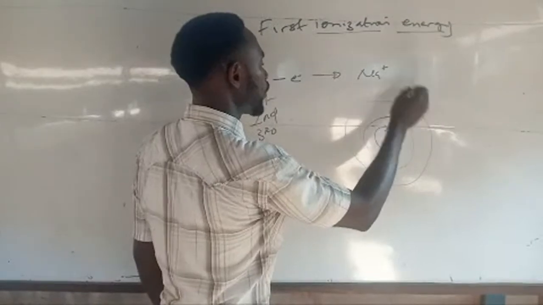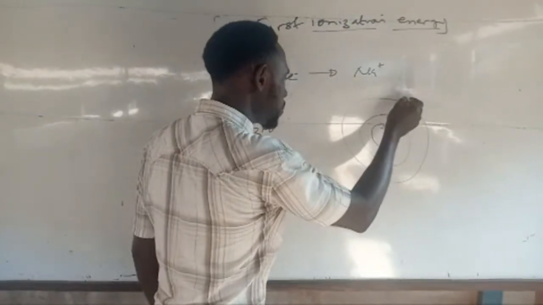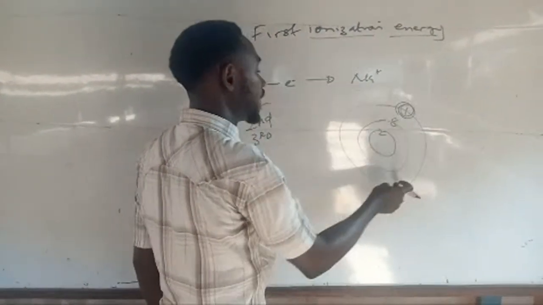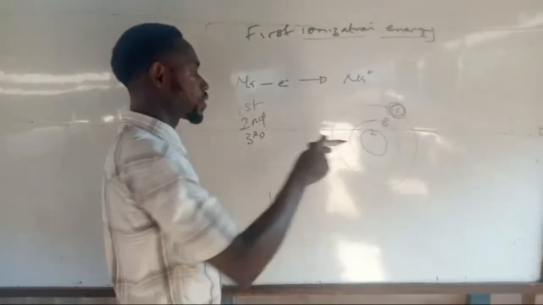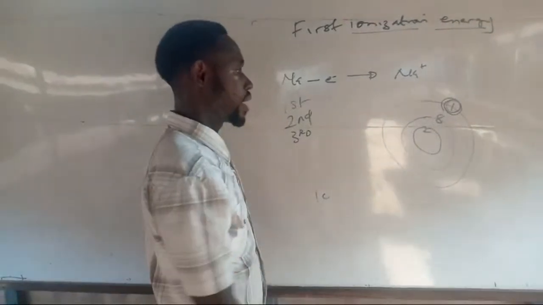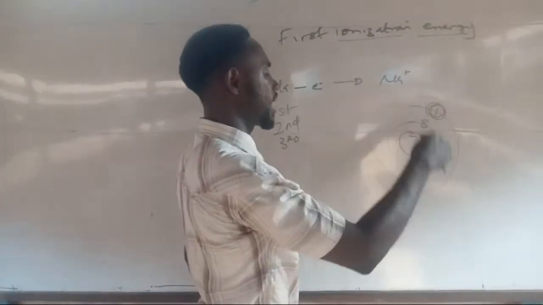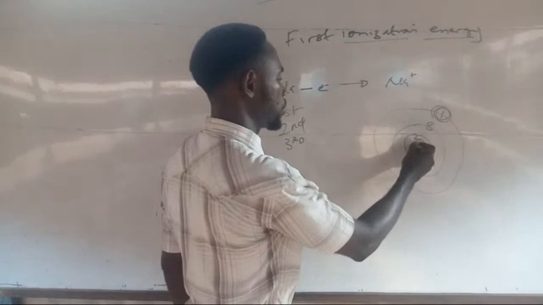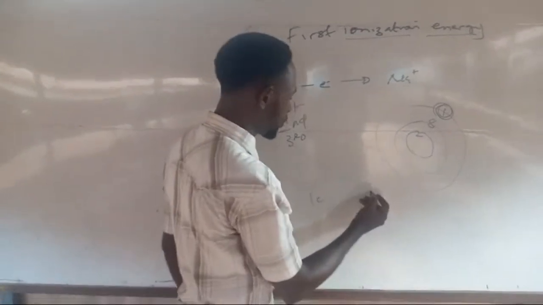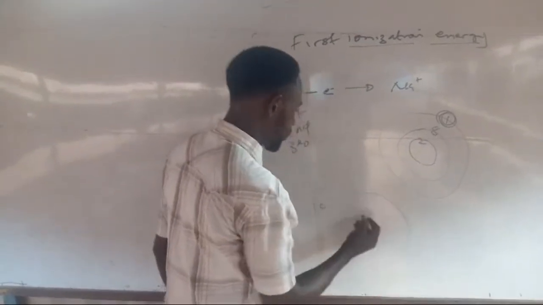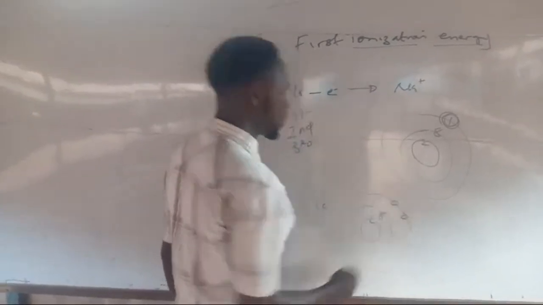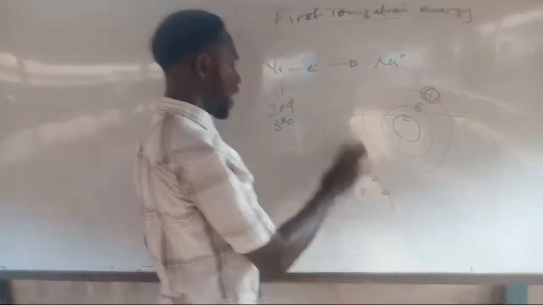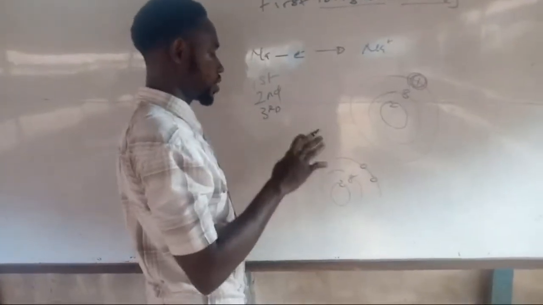Then for sodium, the energy required to remove this only single lonely electron in the M shell is the first ionization energy. You don't have second ionization energy. Why? Because the energy becomes too high that it becomes practically impossible to do that. Then if you come to magnesium, which has 2, 8 and 2, that is where we can have first and second ionization energy.